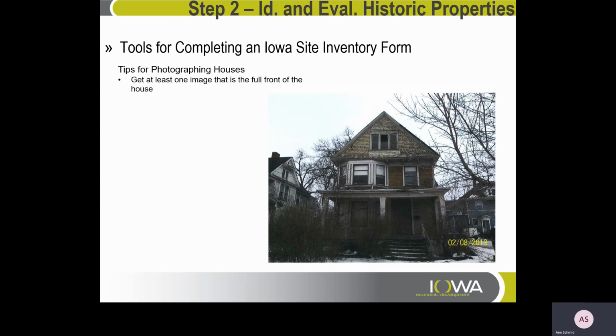A few tips for photographing houses. Try to get at least one image that is the full front of the house. I understand that's not always possible, as we saw in that previous example, but do your best, even at an angle, to try and show the primary facade, the front entrance to the home.